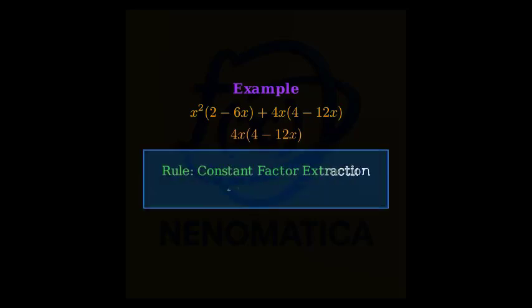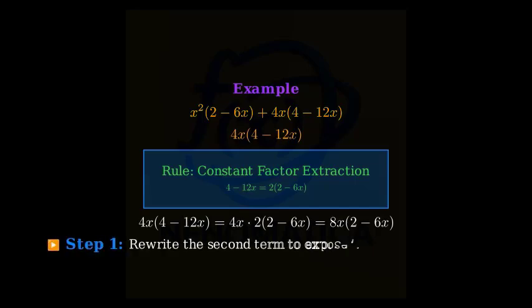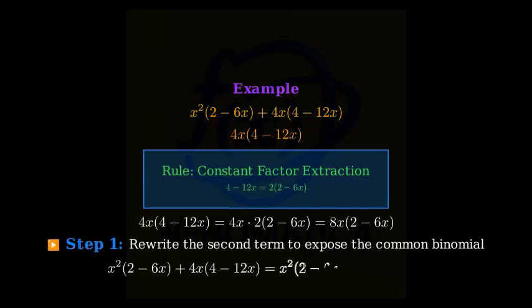We'll use the constant factor extraction rule. Notice that 4 minus 12x can be rewritten as 2 times the quantity 2 minus 6x. This gives us 4x times 2, which is 8x, times the quantity 2 minus 6x. Let's rewrite our original expression with this substitution. Step 1. Rewrite the second term to expose the common binomial. Our expression now becomes x squared times the quantity 2 minus 6x, plus 8x times the quantity 2 minus 6x.